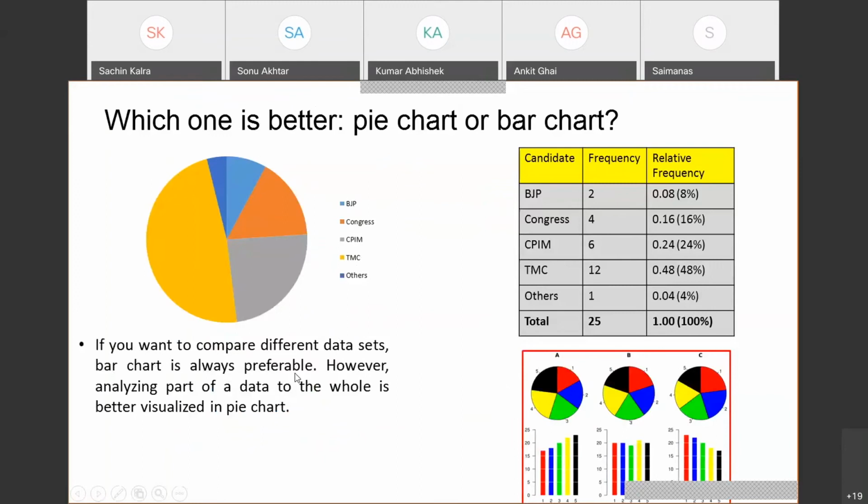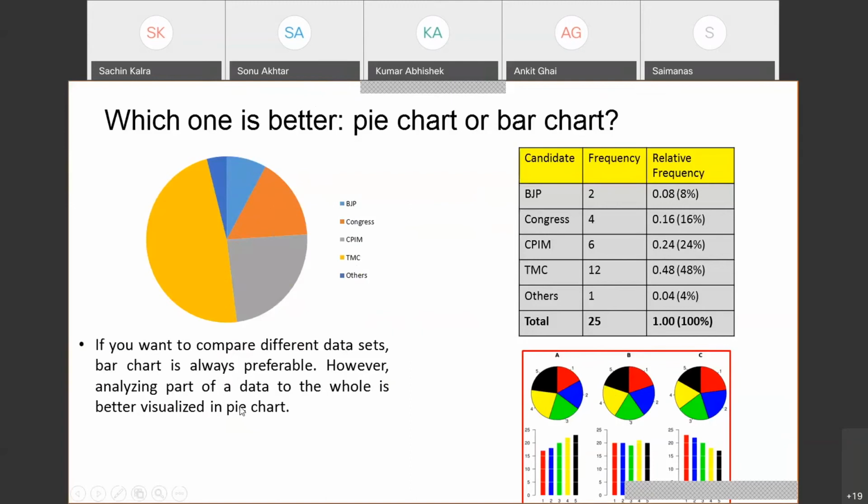However, if you want to compare one part of data with the whole, it's better visualized in a pie chart, not in stacked bar chart, not in grouped bar chart. So no, this is a different bar chart. But let's suppose this is a group bar chart. So this visualization versus this visualization, I think this one is always preferential. So always, whenever you want to analyze part of data to whole, better visualize in the pie chart.